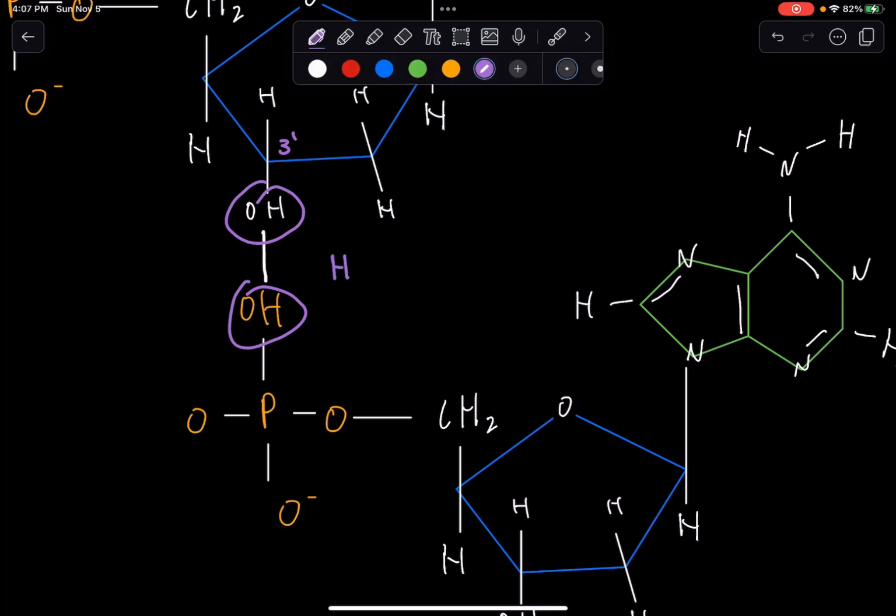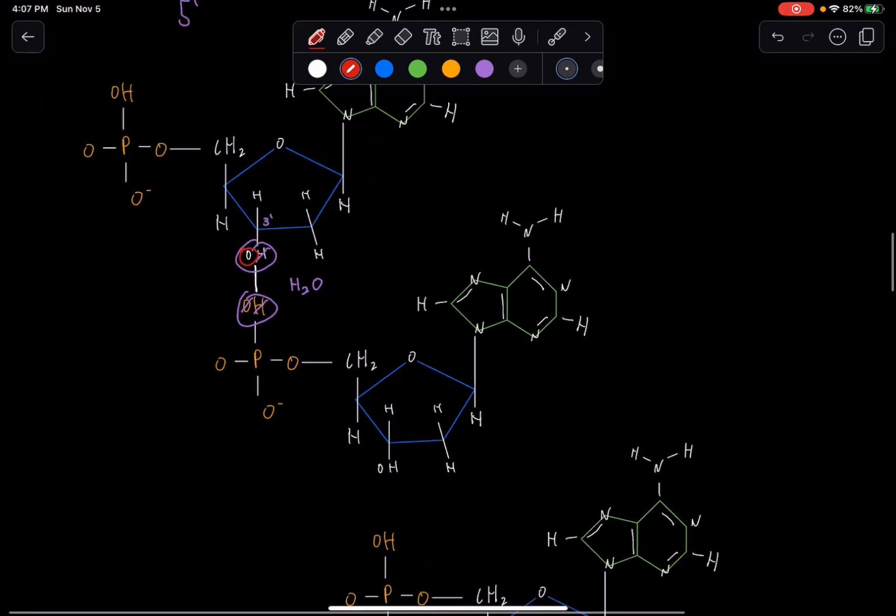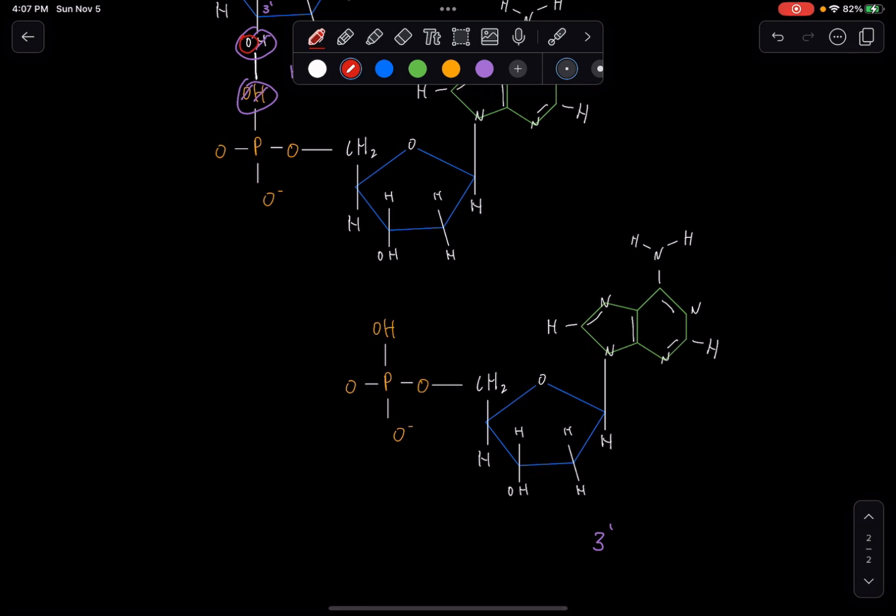And in order to make water, we need 2 hydrogen and 1 oxygen. So, what we will do is lose 2 hydrogen and 1 oxygen, leaving 1 oxygen in order to form that hydrogen bond. And now the same applies to this phosphate and this 5-carbon sugar, and it is just a repeating chain.